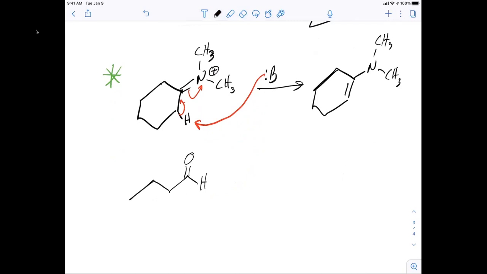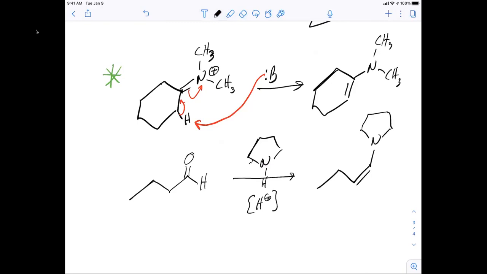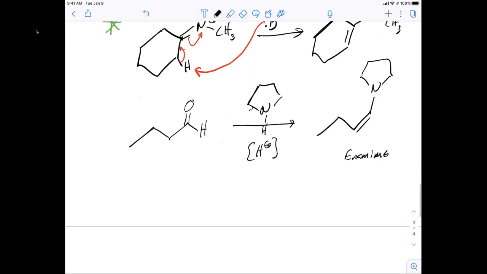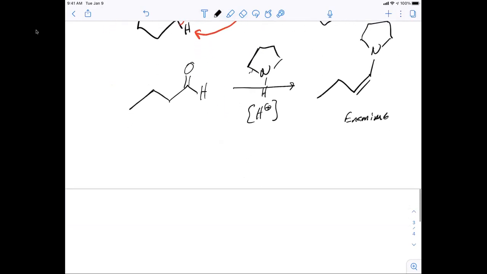If we did this with an aldehyde, well, let's say we use the cyclic, I'm still going to get the enamine if I did a non-symmetric ketone.